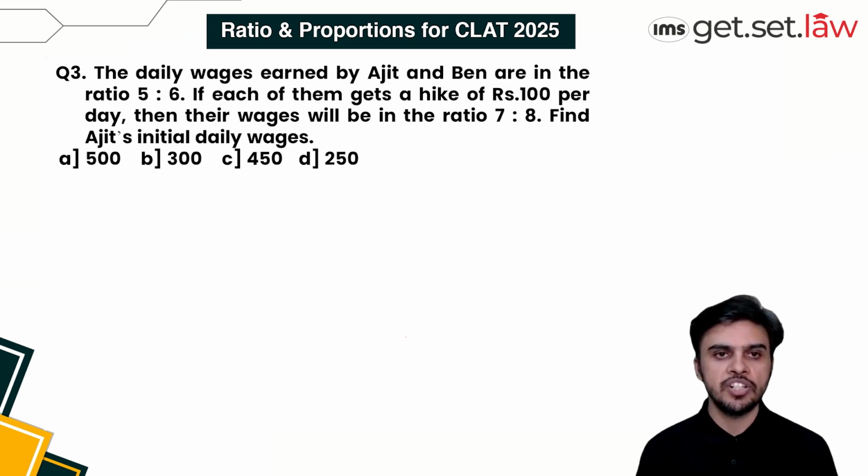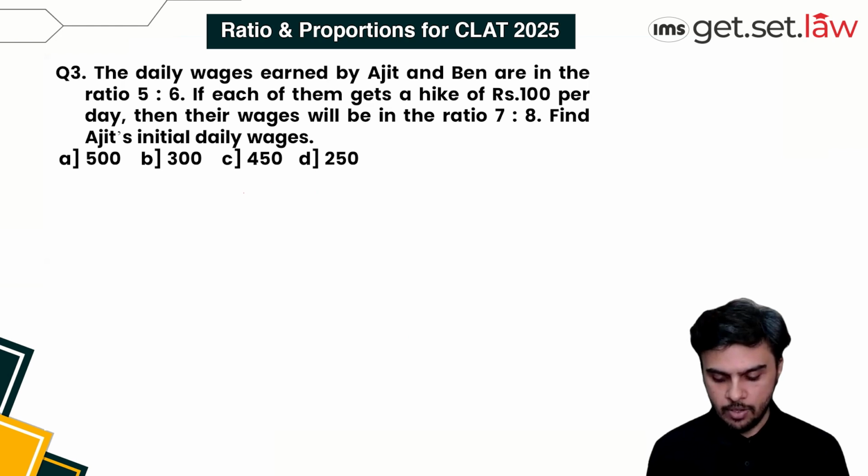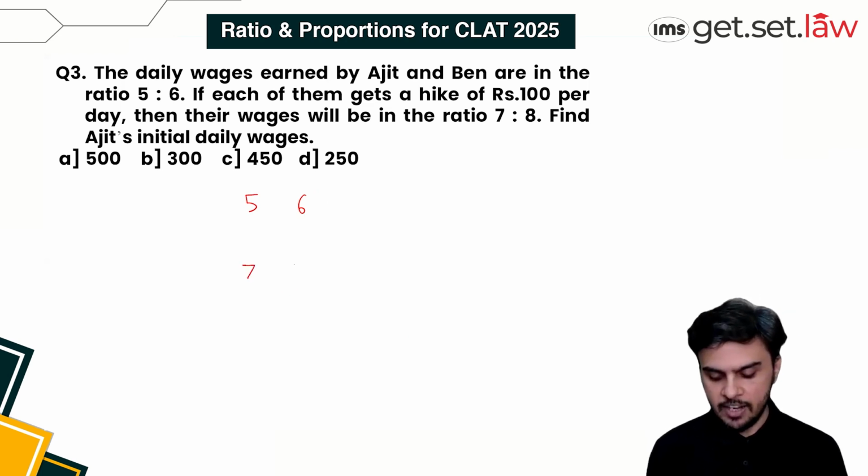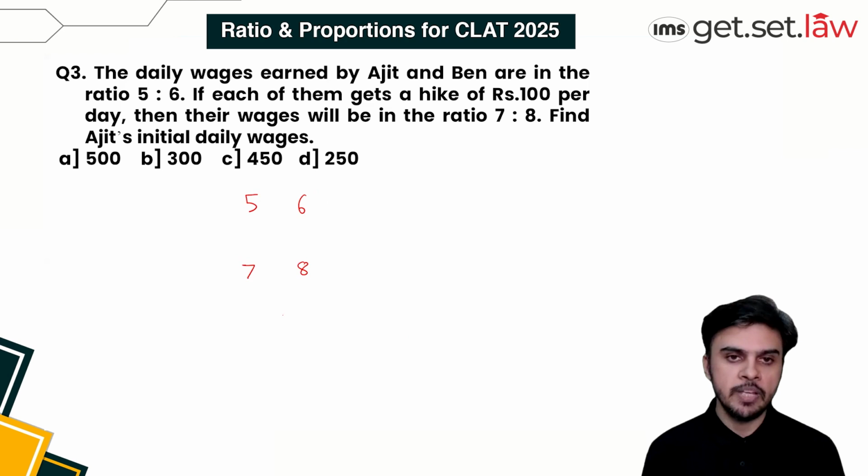Let's look at next question. The daily wages earned by Ajit and Ben are in the ratio of 5:6. If each of them gets a hike of rupees 100 per day, then their wages will be in the ratio of 7:8. Find Ajit's initial daily wages. So Ajit and Ben, we can take their daily wages as number of parts 5 and 6, and after an increment of 100 rupees, the new parts are 7 and 8.